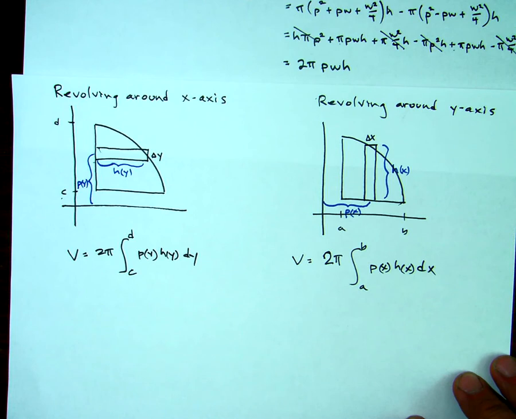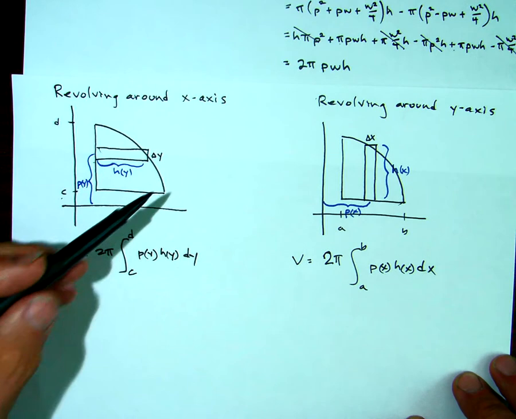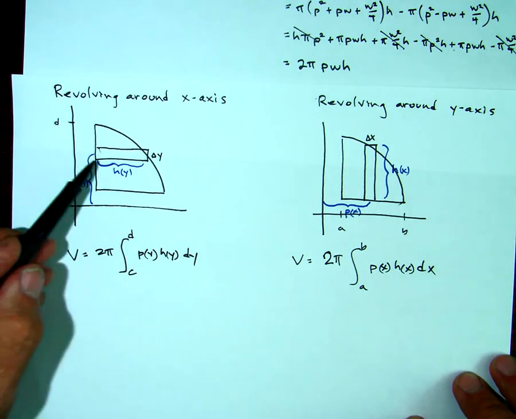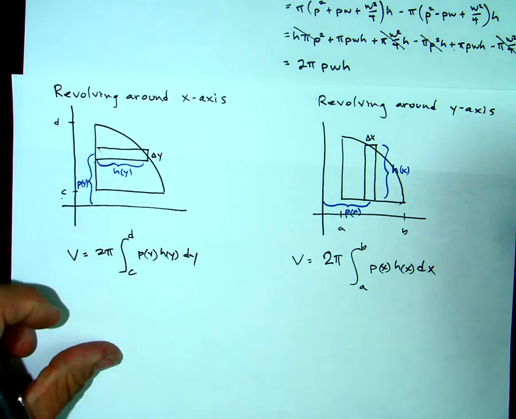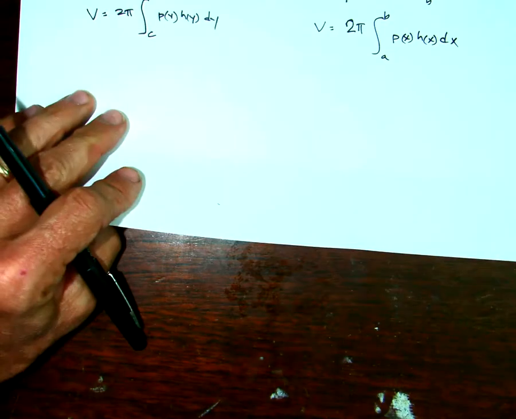And again, I think this is the key, is setting it up correctly, thinking about whether you're revolving around the x or y axis, or a horizontal or vertical axis, setting this up and labeling it. So let's just look at a couple of examples, because I think that will help to make sense of these formulas.